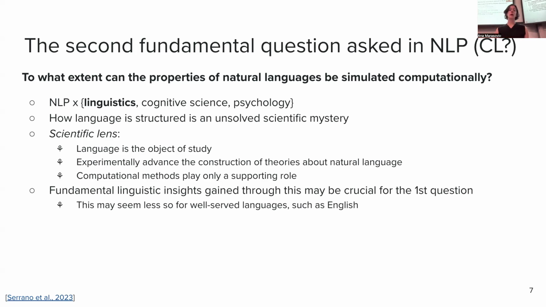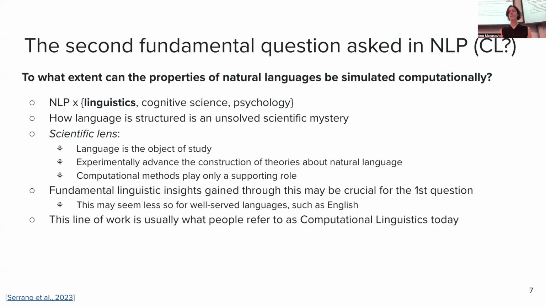between these outcomes of these two lines of work, but maybe more so for other less resource languages. And today, when we say NLP, people think mostly, oh, you want to build a thing that can process and use natural language. Like, this line of work is typically referred to as computational linguistics today.